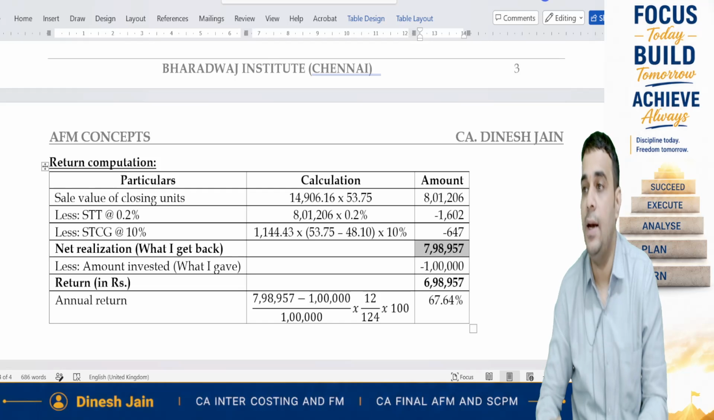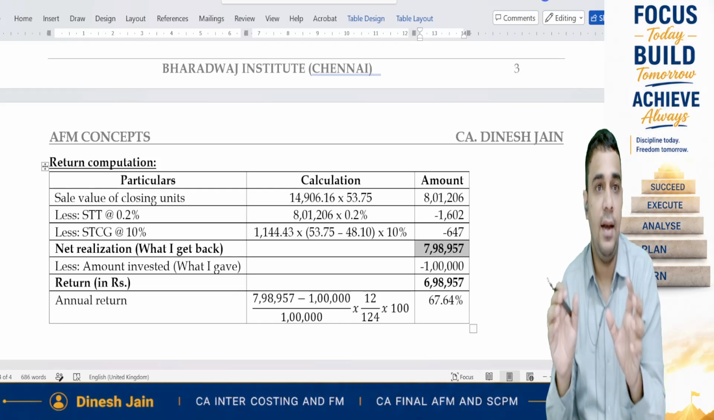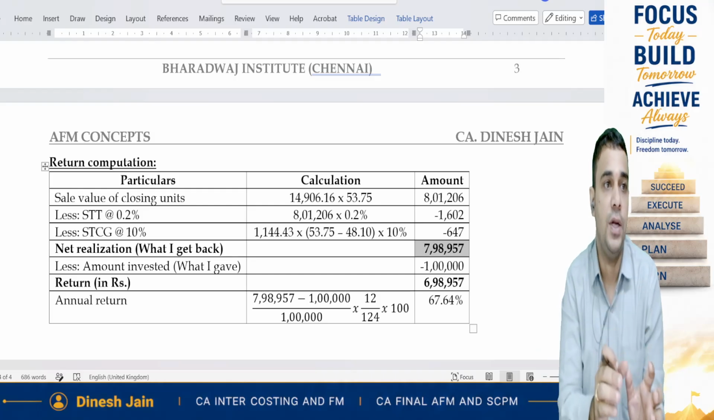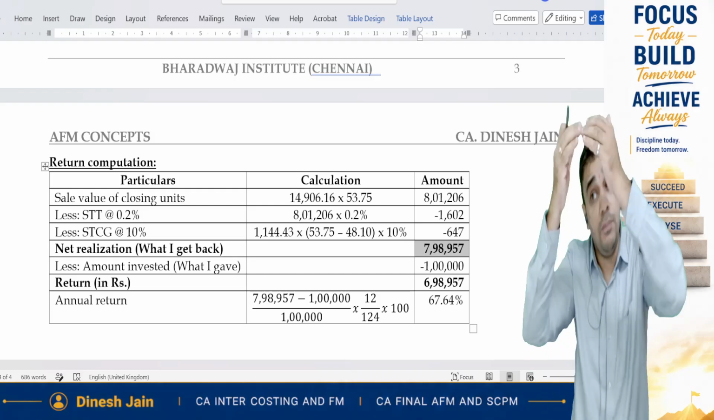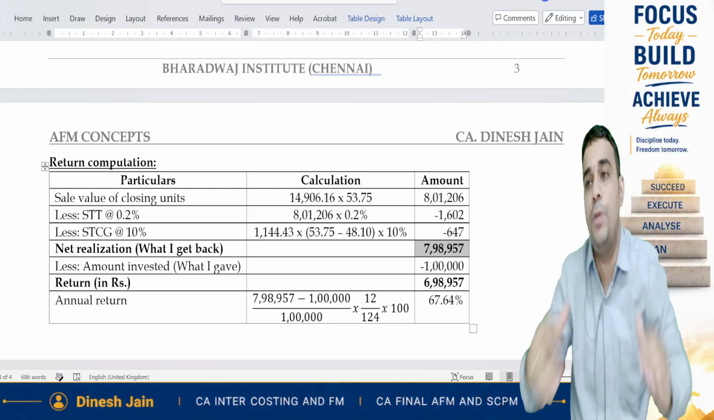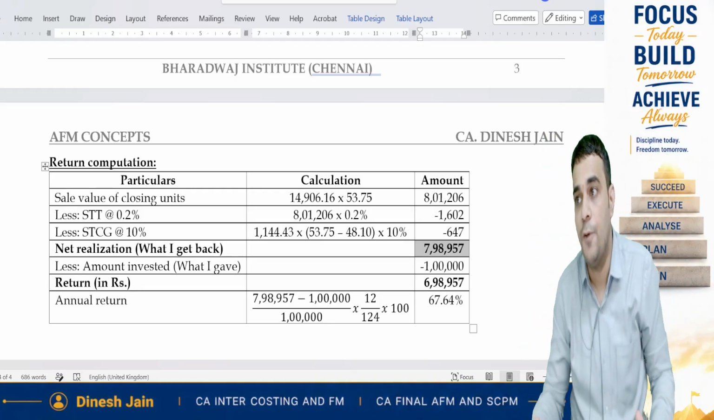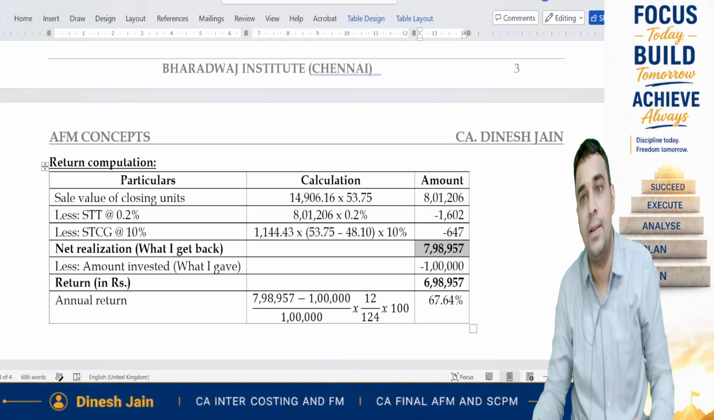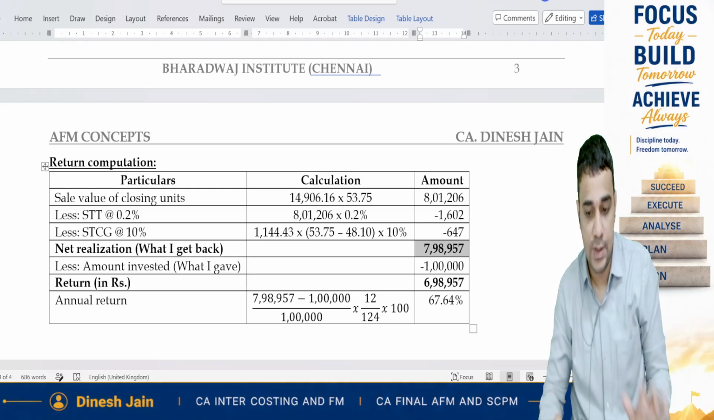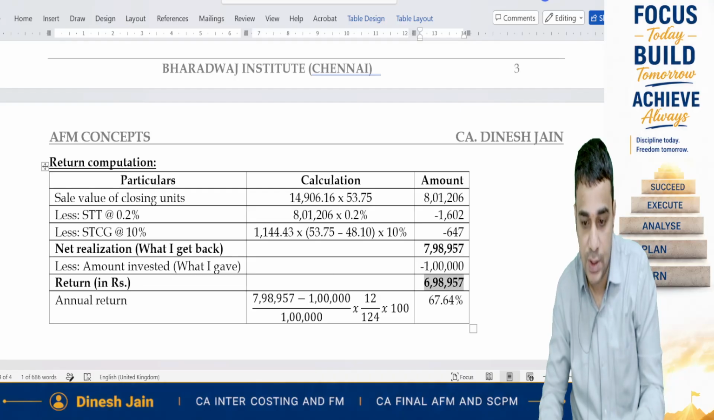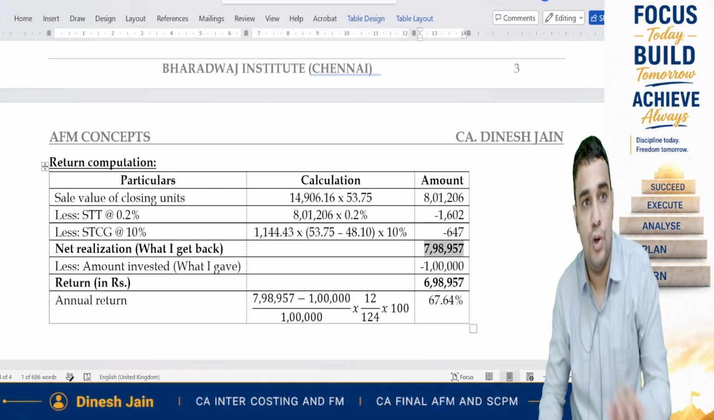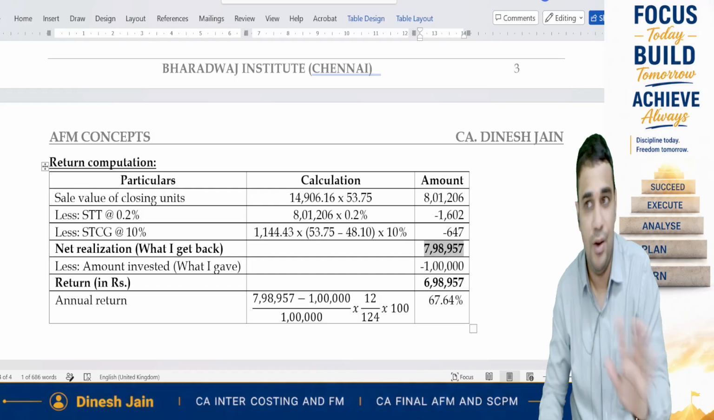Reverse work and get the net realization. Break the net realization into the number of units into the closing NAV. From the number of units, go back and get the opening units. I'm repeating: what is given in the question is return in rupees. To know the investment, reverse working will give you net realization, no securities transaction tax headache, no STCG.